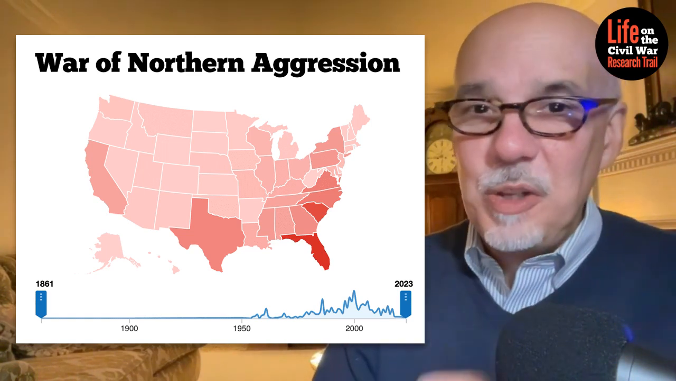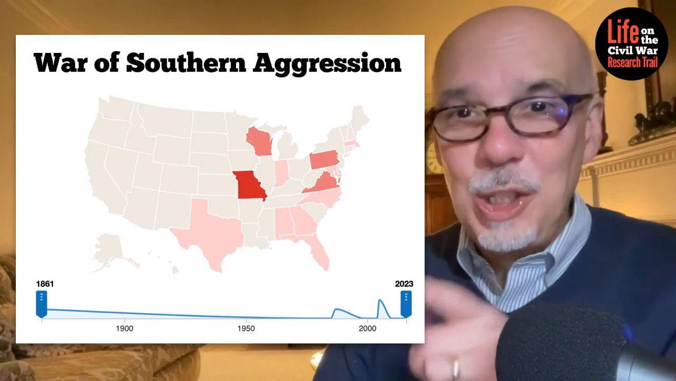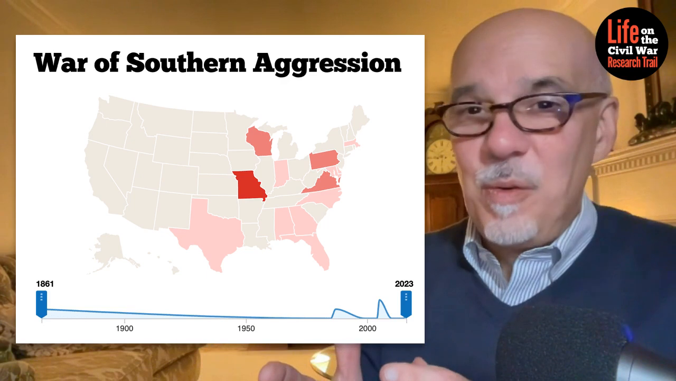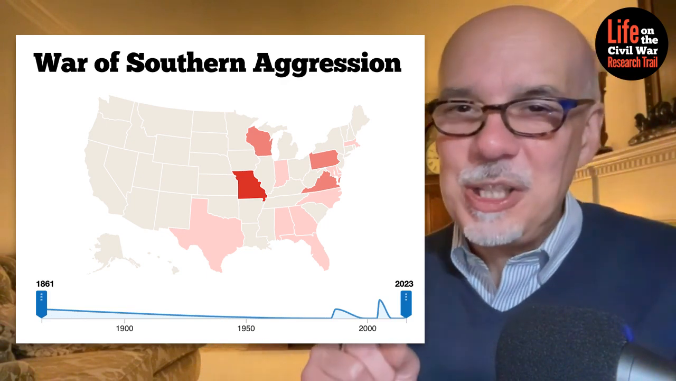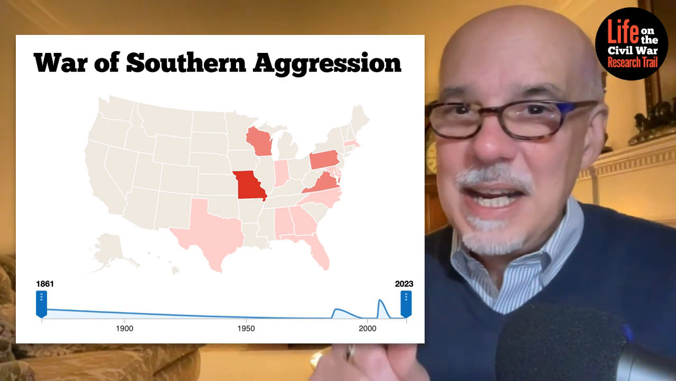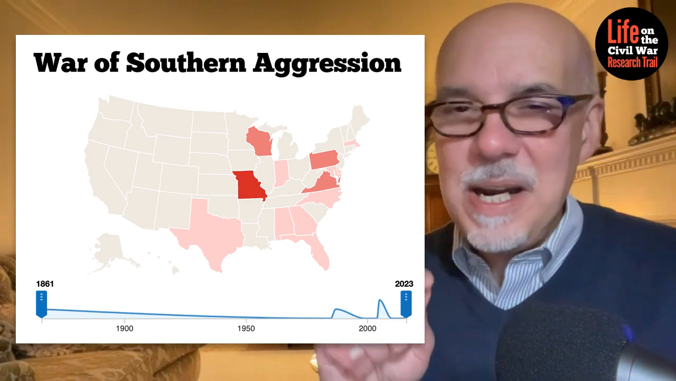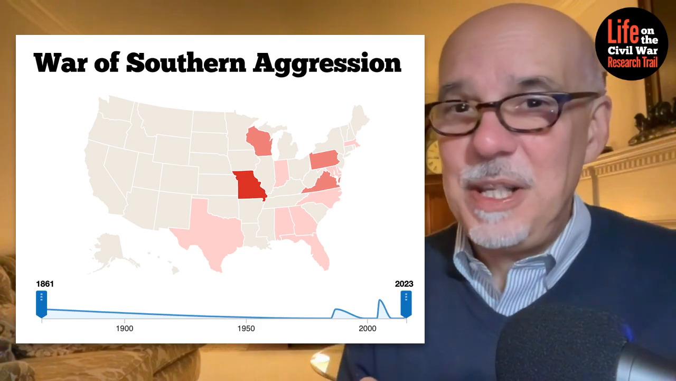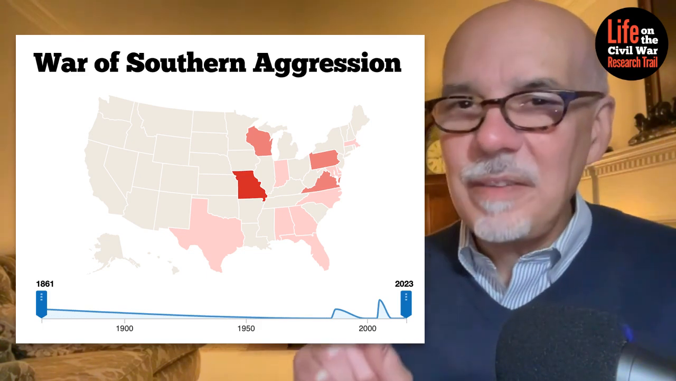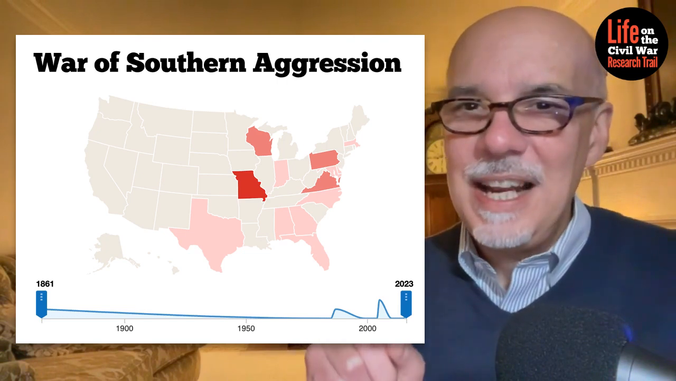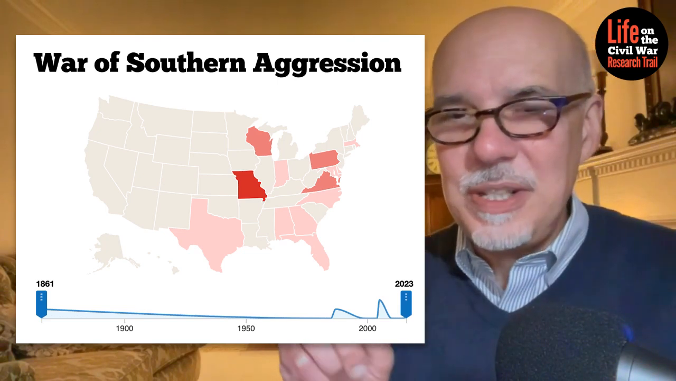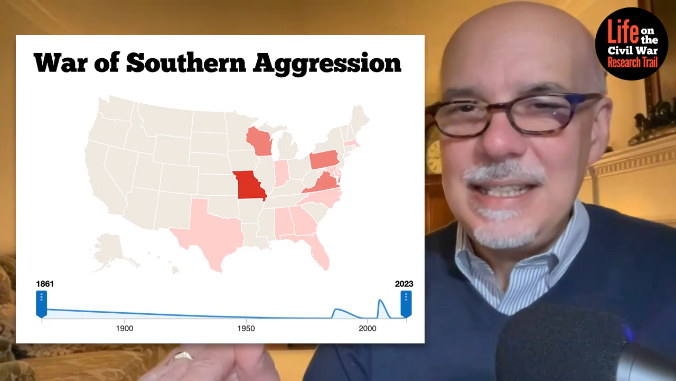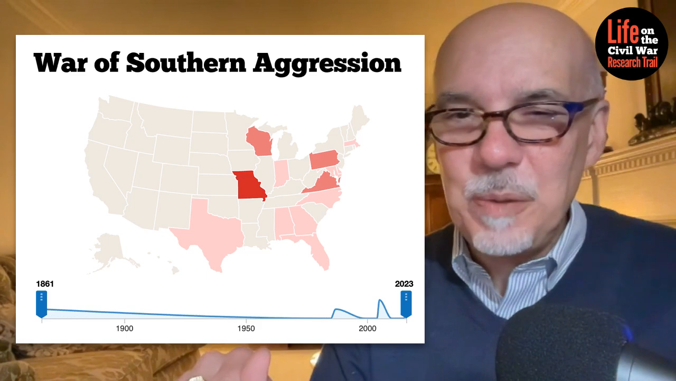Couple more to show you. The War of Northern Aggression. Look at the War of Southern Aggression. This is one that I struggled when to show it to you because look, in 1861, it's pretty popular. It's right up there with the Slaveholders' Rebellion and the War of the Rebellion. So the War of Southern Aggression is quite popular. And notice how it gradually slides down all the way until about 1950, practically disappears.